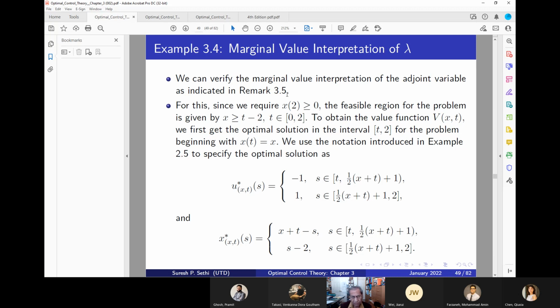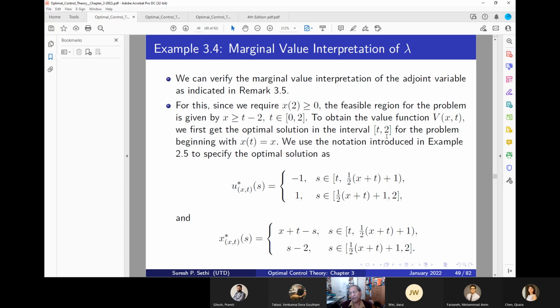So now we want to find the marginal value of lambda. And for that, we want to find the value function. The value function says that if I begin with initial condition x, and I begin with some time t, which doesn't have to be 0, then I solve the problem for that t all the way to 2, which is the terminal time. And from that value of x, I solve a new optimal control problem that begins with t.